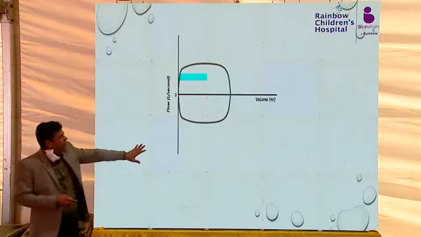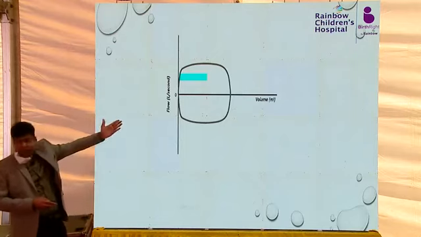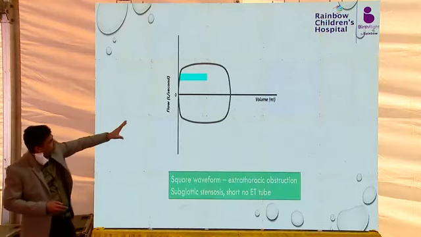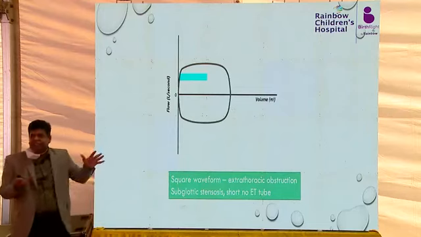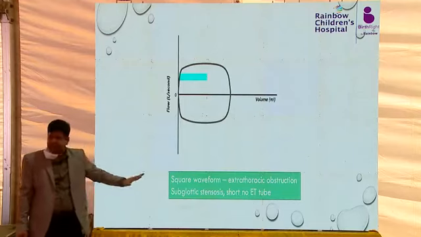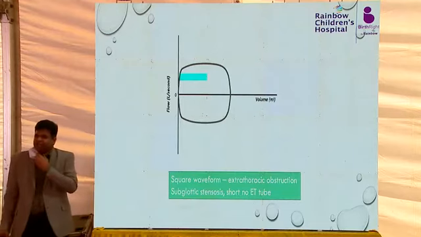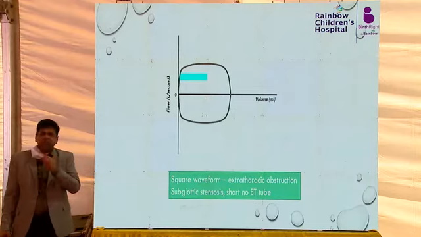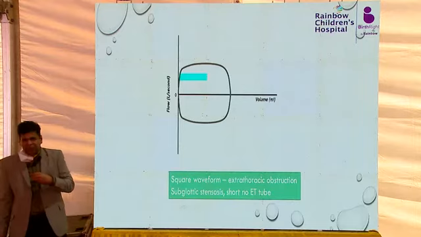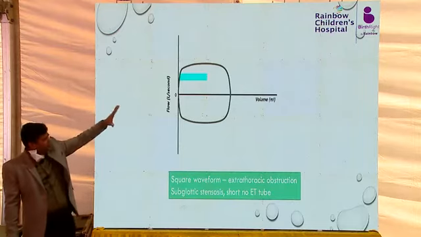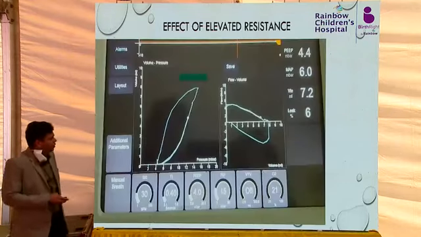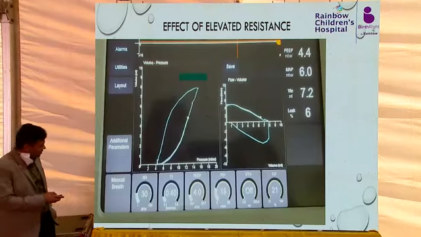Okay, let's look at some of the flow waveform problems. If the flow waveform is like this, the flow volume loop is like this, like a square shape. It's seen when the resistance is increased, when the extrathoracic resistance is increased. Extrathoracic resistance is increased with subglottic stenosis or when your tube size is too small. The child needs a tube size of 3.5 and you have put a tube size of 2.5. Then both the inspiratory and expiratory flows are lesser. Okay. So the effect of elevated resistance, let's see.